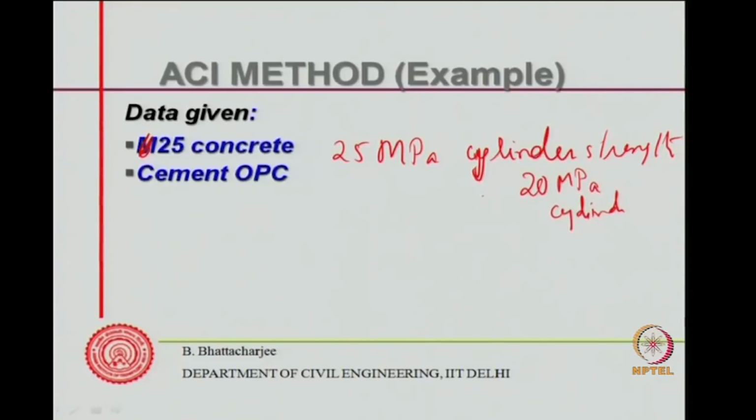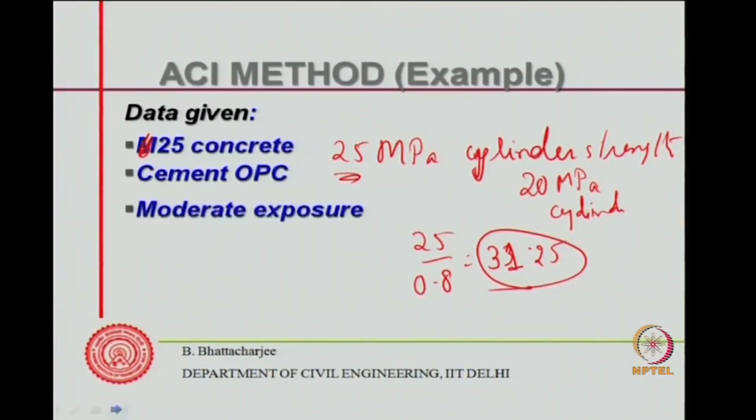So for 25 MPa cylinder strength, the corresponding cube strength would be 25 divided by 0.8, which makes it 31.25. So somewhere around M30 grade of concrete if the cylinder strength is 25 MPa. So something close to our 30 MPa concrete, that is what we are looking at, and moderate exposure, water cement ratio, etc.